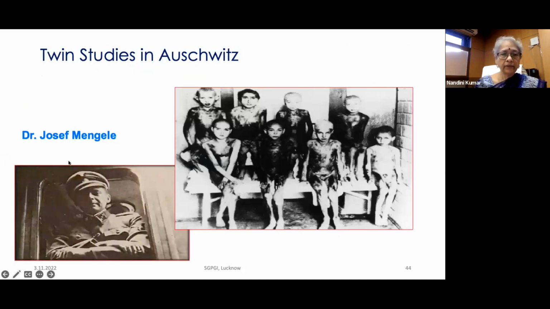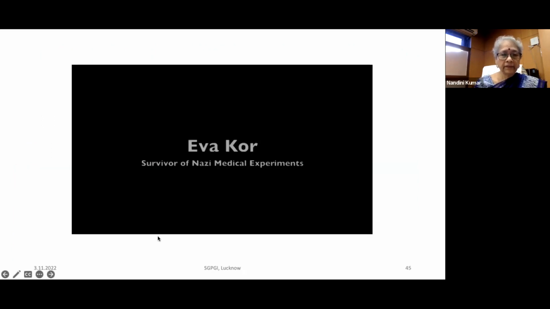This is the story of Joseph Mengele. He was called the angel of death. His interest was studying the twins. You can see these twins here, all without clothes and things like that. Horrendous experiments that he did, you can read on the net. So this is one of the survivors of the twin studies.